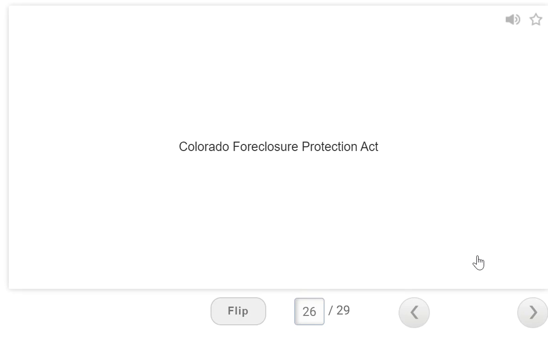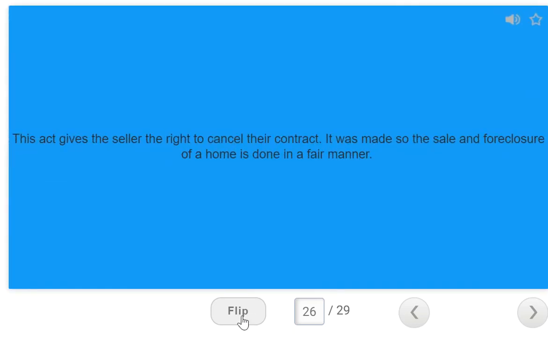Colorado Foreclosure Protection Act. So we're moving on to notice, disclosures, and some other forms here. So what is the Colorado Foreclosure Protection Act for? This act gives the seller the right to cancel their contract. It was made so the sale and foreclosure of a home is done in a fair manner. So sellers don't have a lot of ways to get out of contracts, but this Foreclosure Protection Act does help sellers that are going under foreclosure.